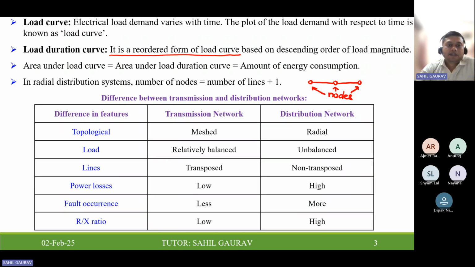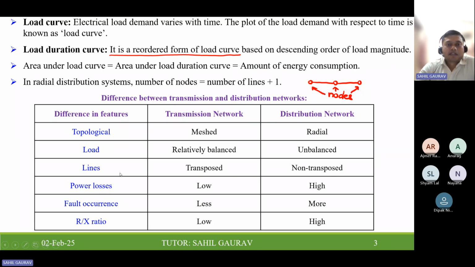And then we have seen the difference between transmission and distribution networks. The major differences are that transmission networks are of mesh type, while distribution networks are of radial type. And the load is relatively balanced in transmission networks, while it is unbalanced in distribution networks because many of the loads are of single-phase type.